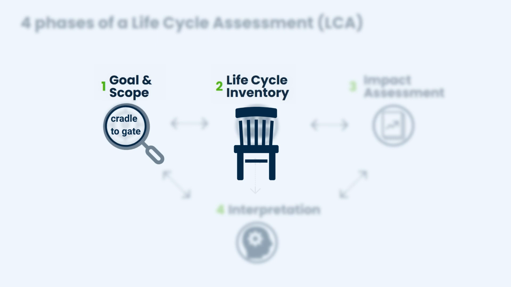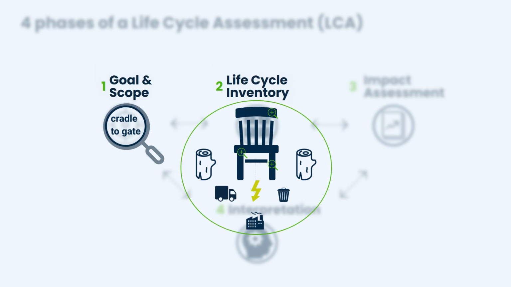In the LCI phase, the system is modeled in the software. To do so, you need to zoom in on every process and quantify all inputs and outputs. In the case of the chair, this includes the amount of different materials required, processing electricity, transport, waste, and potentially also direct emissions resulting from the processing. All these activities are part of the foreground system. Make sure you specify all inputs and outputs in a table format to ensure replicability of your model.